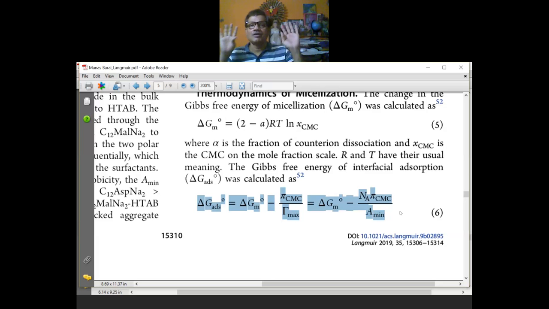So you see, if I know the A value, I can eventually calculate the critical packing parameter. So these are some characteristics and parameters of micelles. Next day we will discuss the microemulsion.